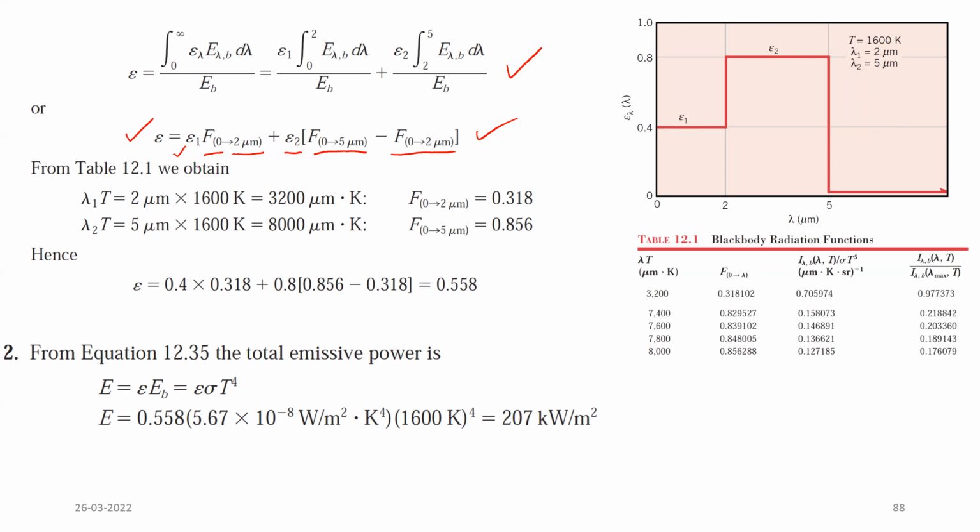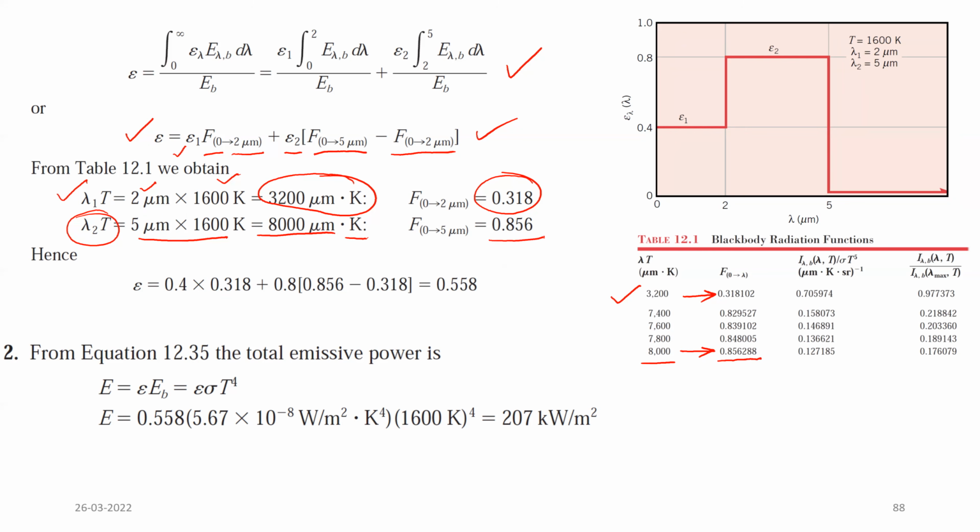And we know the value of lambda 1 T. Lambda 1 is 2 microns. The temperature of the body is given as 1600 Kelvin. So lambda 1 T is 3200 micrometer Kelvin. I have kept this value, which is 0.318, written here. This is the fraction of the energy. Similarly, lambda 2 T is equal to 5 microns into 1600, so it would be 8,000 micrometer Kelvin, and the value corresponding to 8,000 micrometer Kelvin is 0.856. So it is written here.